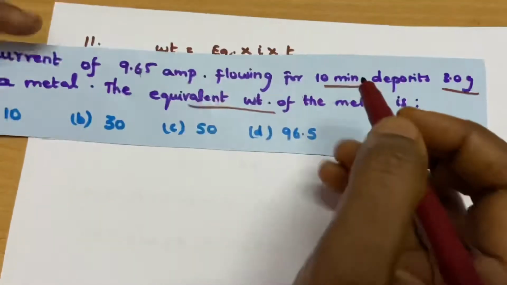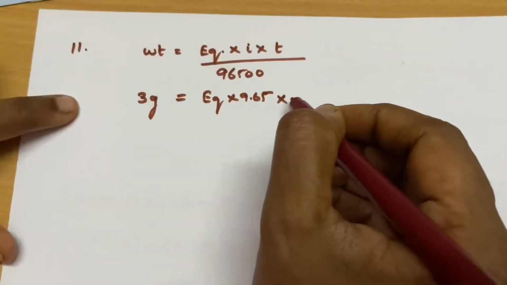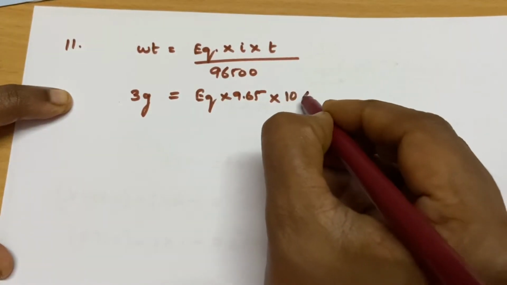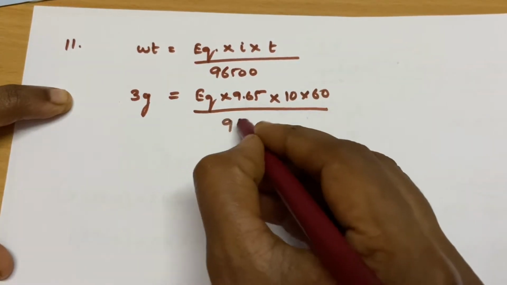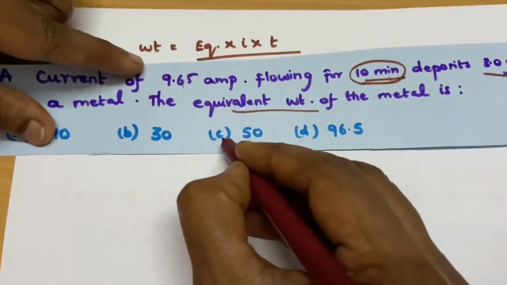And please make a note. The time is given in minutes, but for this formula you need the time in seconds. So I am going to put 10 multiplied by 60. This is to convert into seconds. That's all. If you solve this, you will get the answer 50.